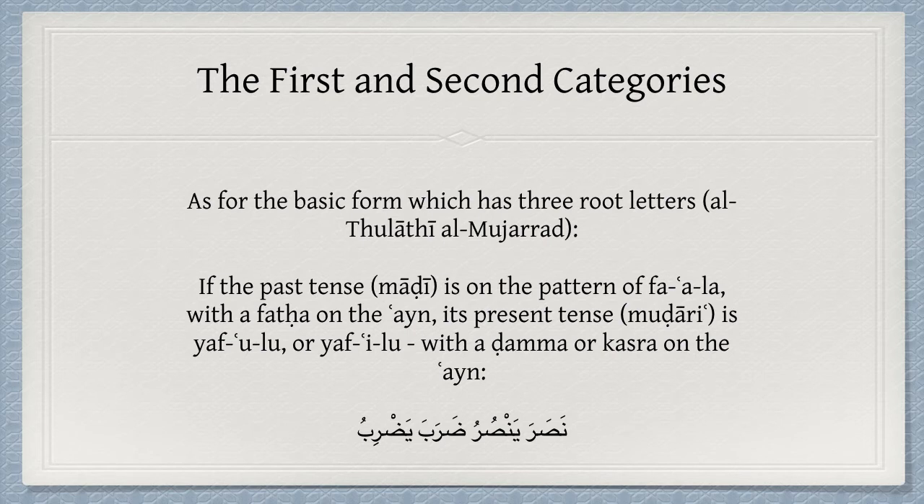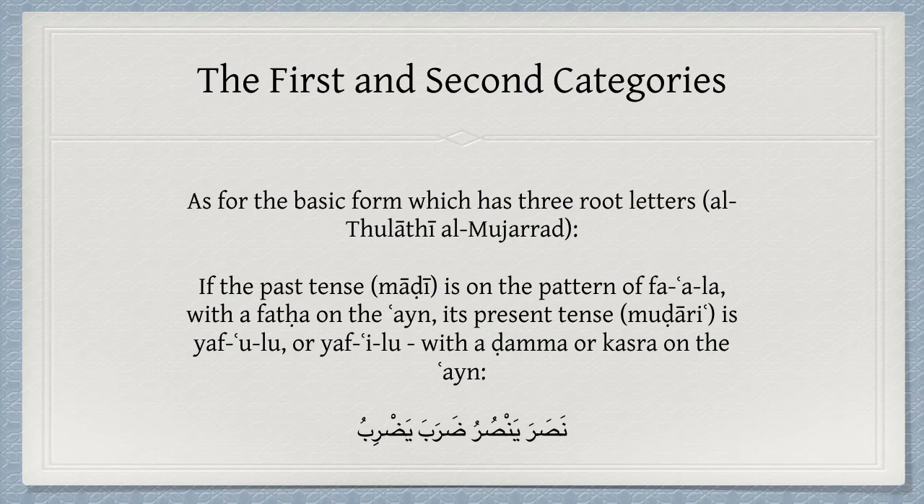So let's look. You've got a past tense verb and a present tense verb. Now these are the 6 categories of the thulathi al mujarrad, the 3-rooted word which has no additions, no extra letters. It has 6 categories. So if you look at the first word here, nasara, you'll notice that on the sad in the past tense there's a fatha on it. But if you look at the present tense, there's a dhamma on it. So you say nasara yansuru.